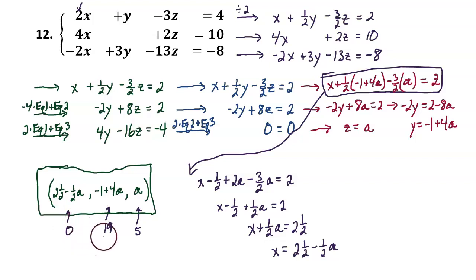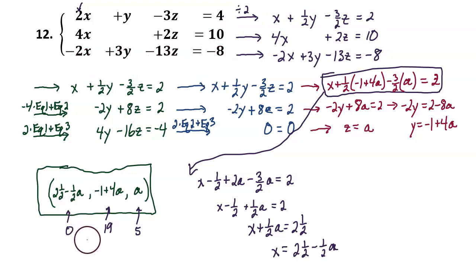Is 0, 19, and 5 really an answer? Let's check it in the first equation of the system. We'd have 0 plus 19 minus 15, and that really does equal 4. Does it work in the second equation? 4 times 0 is 0. 2 times 5 is 10. 0 plus 10 really makes 10. Do you think it works in the third equation too?